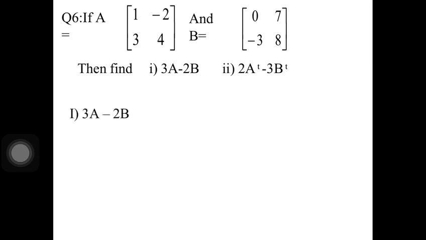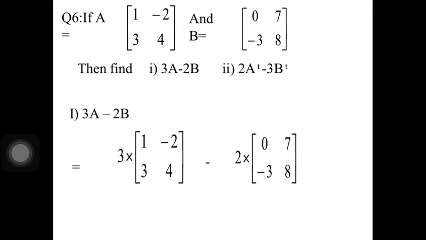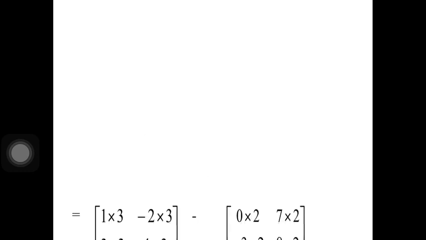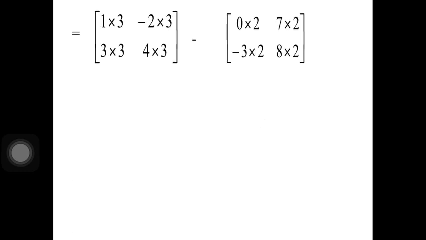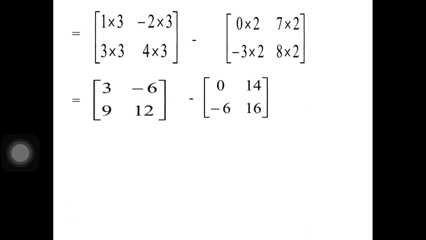First of all, we solve the first part, 3A minus 2B. There is a scalar product, 3 is multiplied with the matrix A and 2 is multiplied with the matrix B. Multiply with each entry: 3 multiplied by 1 is 3, 3 multiplied by 2 is 6, 3 multiplied by 3 is 9, 3 4s are 12, and 2 multiplied by the second matrix: 2 zeros are 0, 2 7s are 14, 2 3s are minus 6, 2 8s are 16.